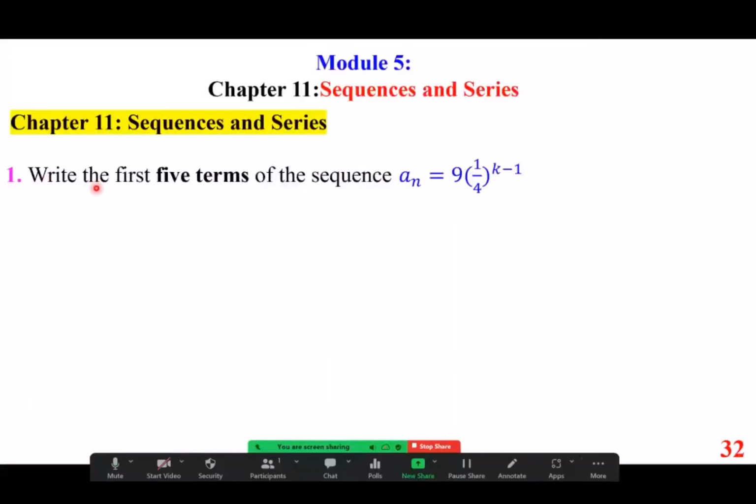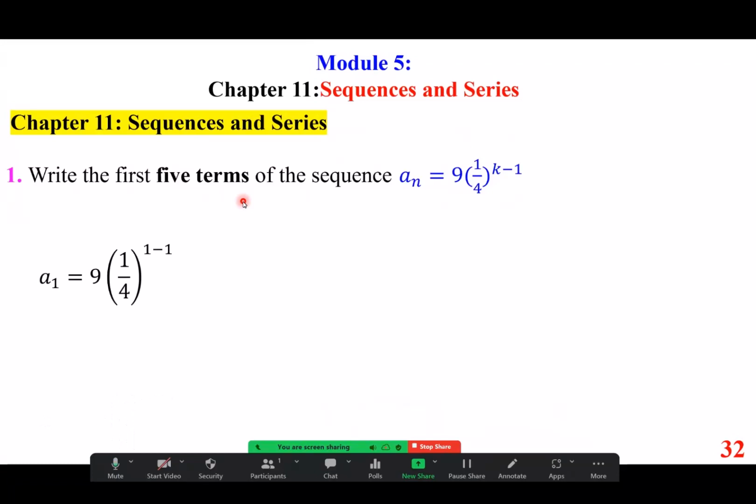Question number 1, write the first 5 terms of the sequence a sub n equals 9 times 1/4 to the power of k minus 1. You want the first 5 terms, so replace the k with 1, 2, 3, 4, 5. So let's start with number 1.